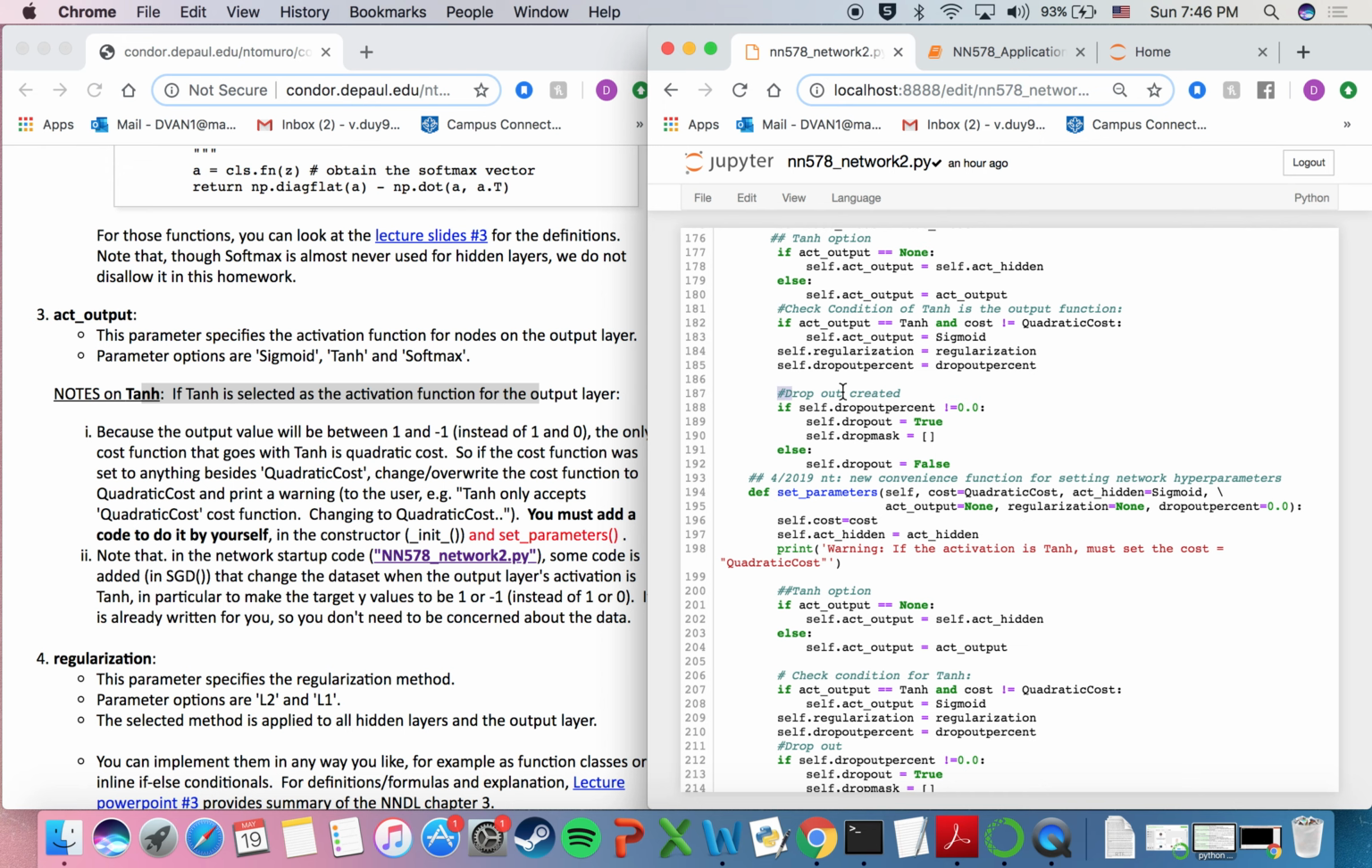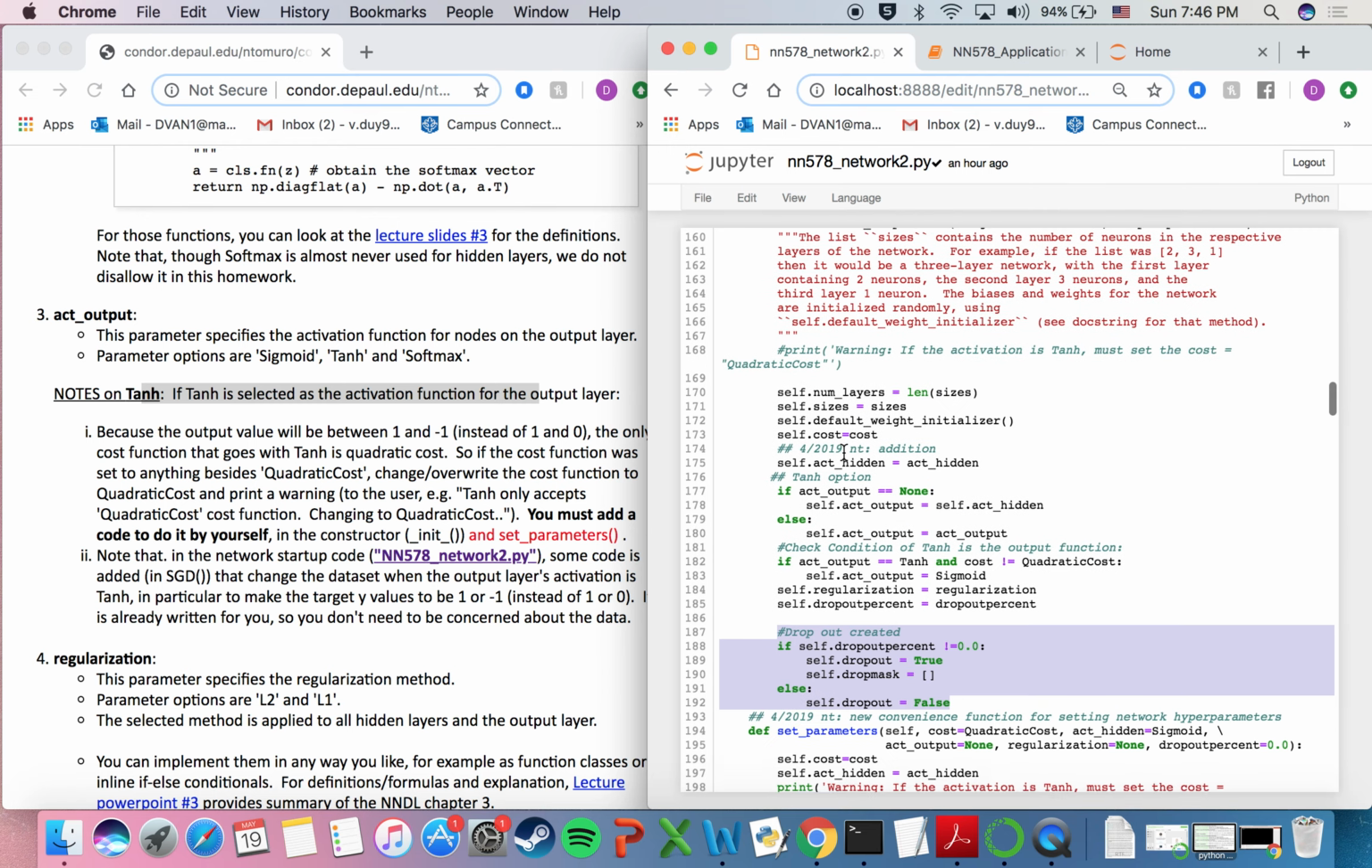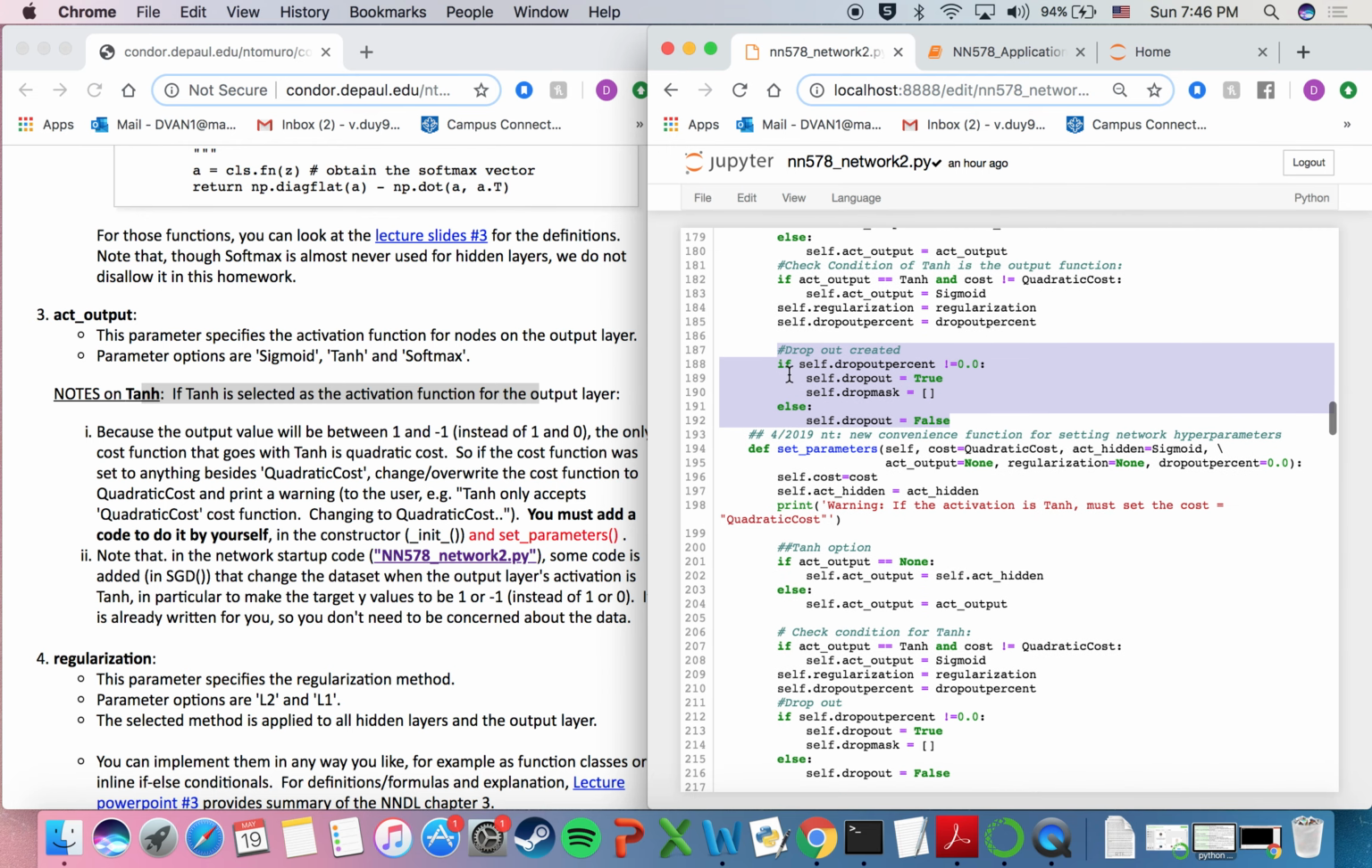Right here I make a modification for dropout, since dropout is a parameter of the set parameters and the init. So that's why I make the condition of dropout right here. If the dropout percentage is not 0, then the dropout is equal to the function of dropout activated with the drop mask right here.